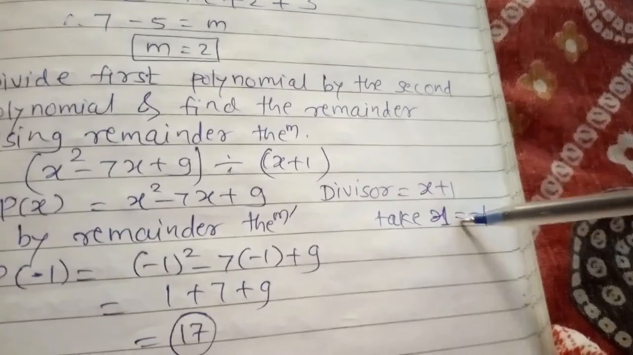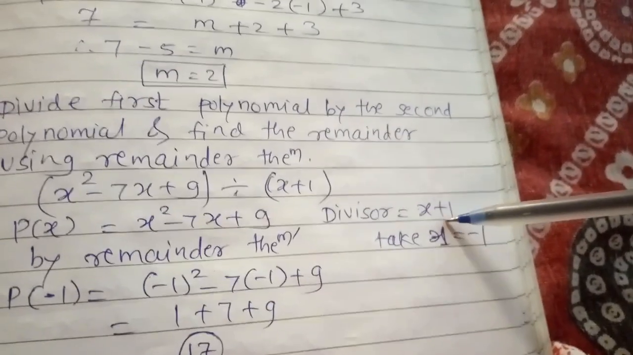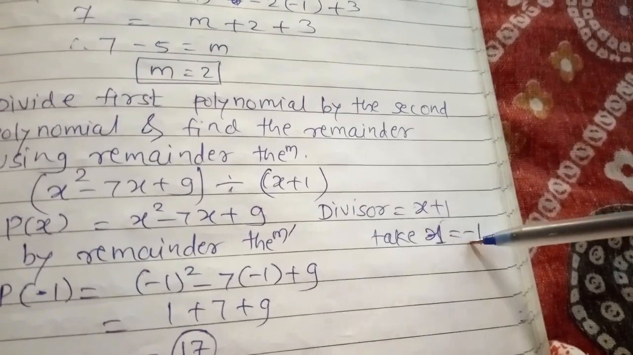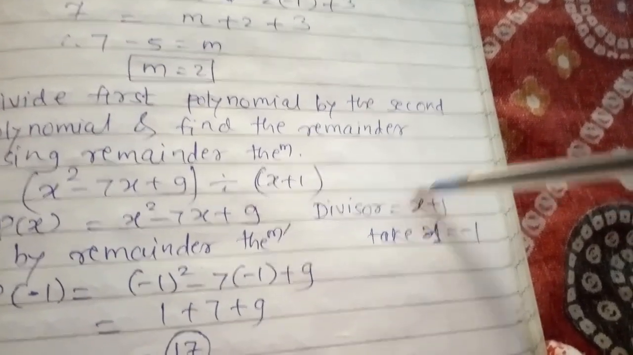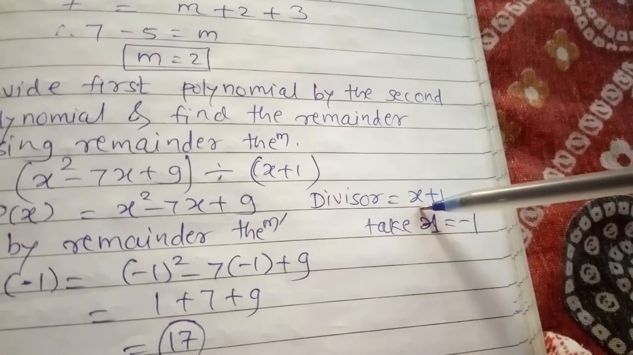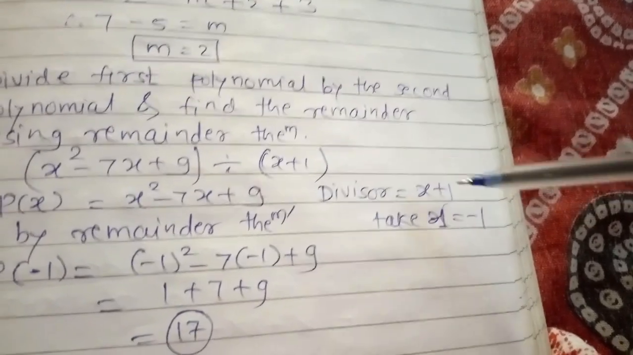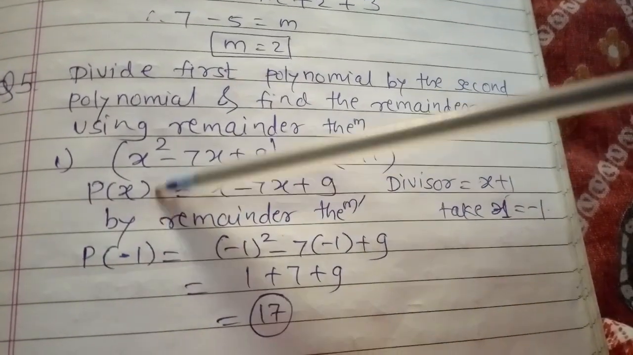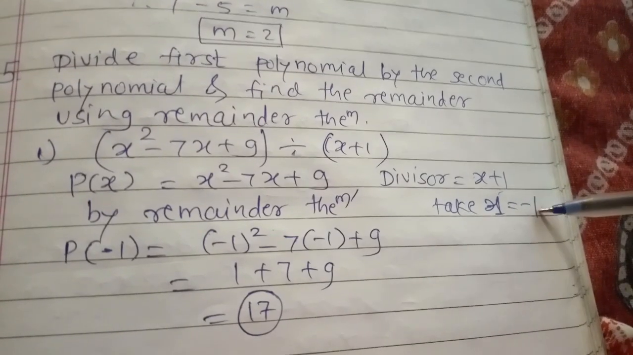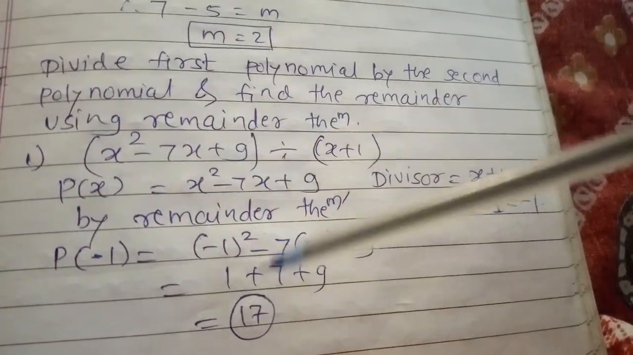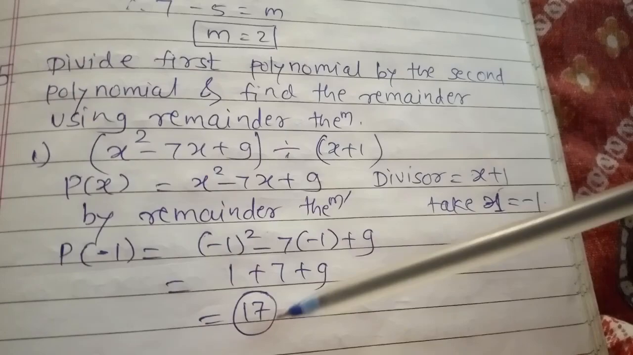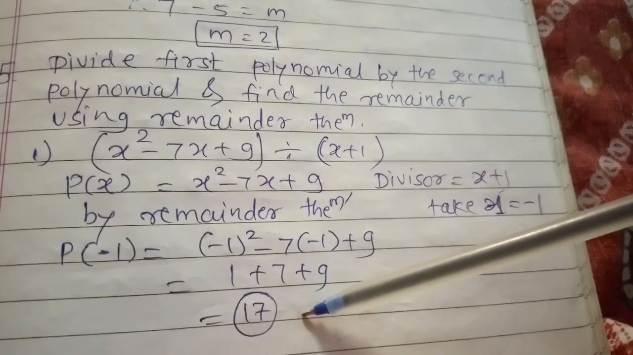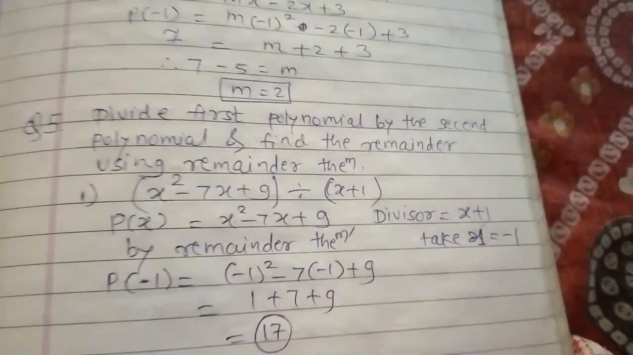Here we have to find out the value of x, or we take the opposite number of this plus 1. Opposite number of plus 1 is minus 1. We consider that x plus 1 equals 0 and find out the value of x, that is x equals minus 1, the simplest way. Now by remainder theorem, we put down the value of x as minus 1. Wherever there is an x, we put down the value and you will get the remainder. You can check it by the synthetic division method also, you will get the same answer.